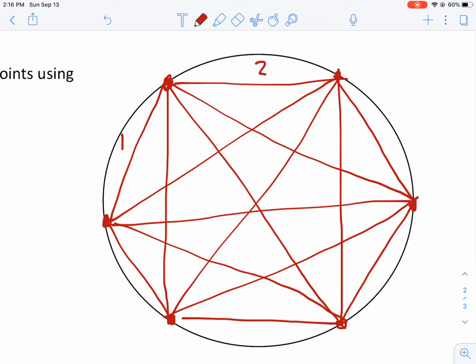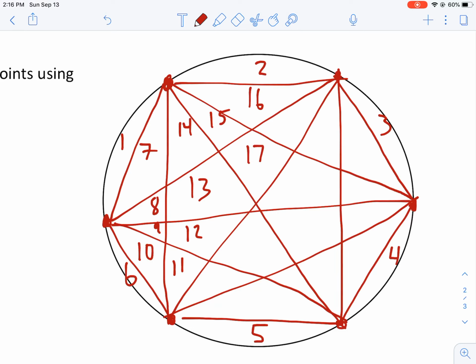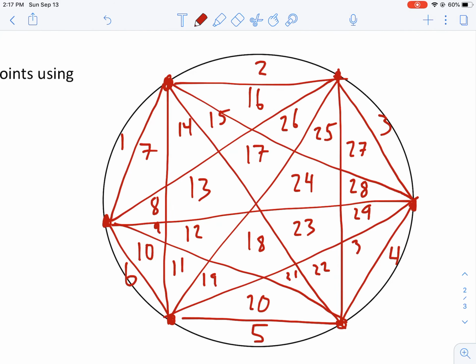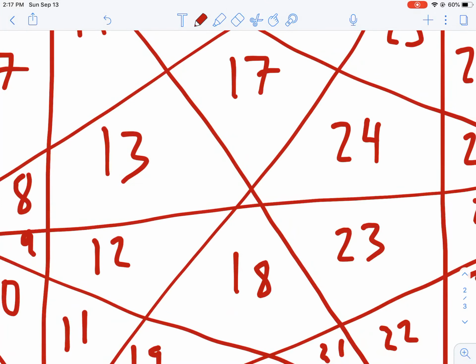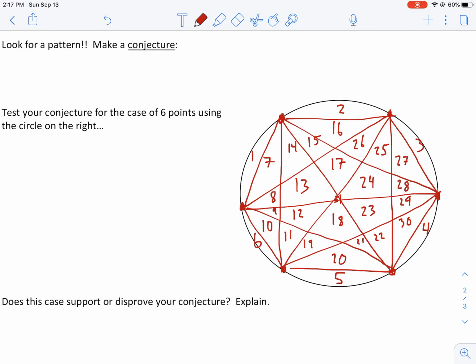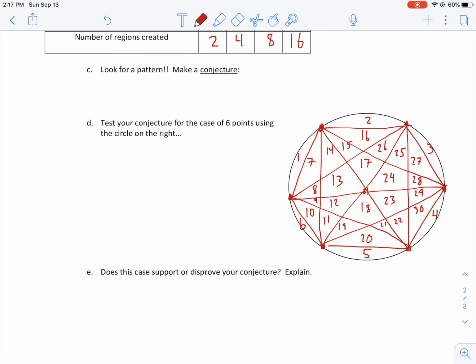So we've got 1, 2, 3, 4, 5, 6, 7, 8, 9, 10, 11, 12, 13, 14, 15, 16, 17, 18, 19, 20, 21, 22, 23, 24, 25, 26, 27, 28, 29, 30, and then right here in the middle, we have 31. 31 sections in this circle.